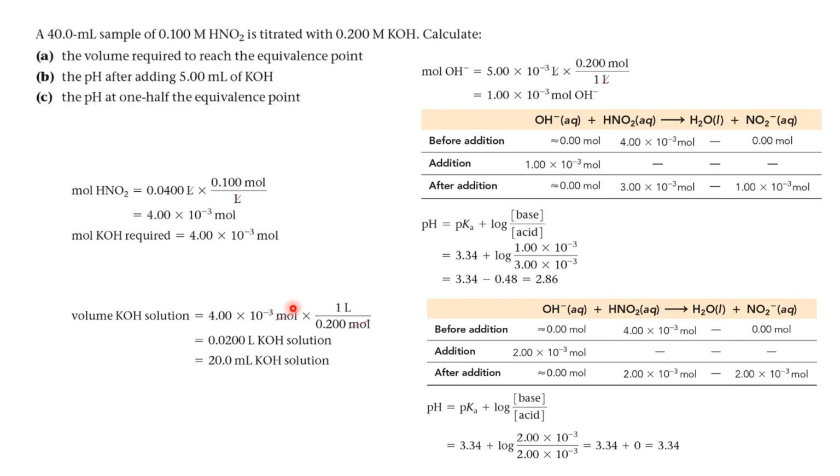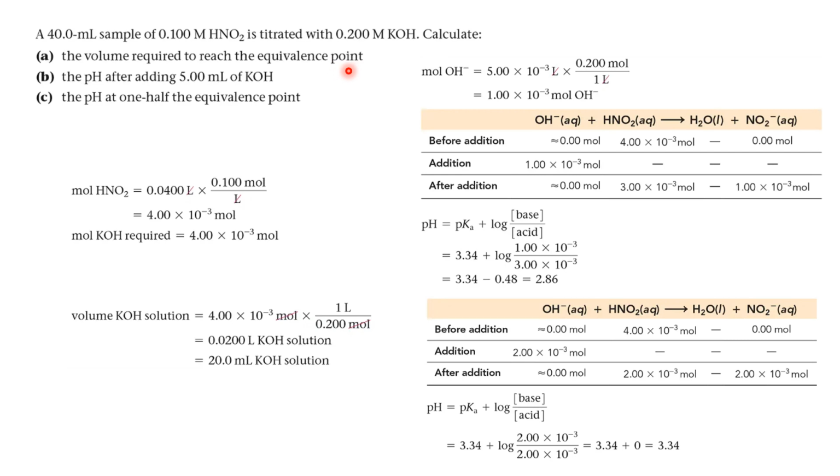All right, here's a practice problem related to titrations of what looks like a weak acid, right? HNO2. Remember, HNO2 is a weak acid. HNO3 is a strong acid. Don't confuse that. This is a weak acid, and it's titrated with KOH. KOH is a strong base. So now you're going to calculate. What do they want you to calculate? The volume required to reach the equivalence point.